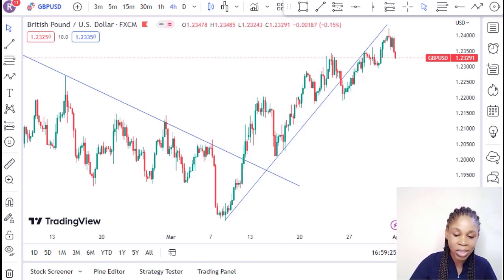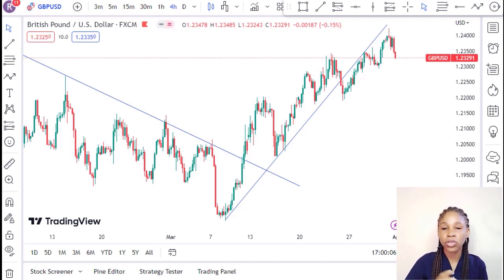Firstly is the direction of the trend. Trading in the direction of the trend will greatly enhance your odds of winning. As the saying goes, the trend is your friend. It's important to identify the direction of the trend and trade in the same direction as the trend, which I have already highlighted.